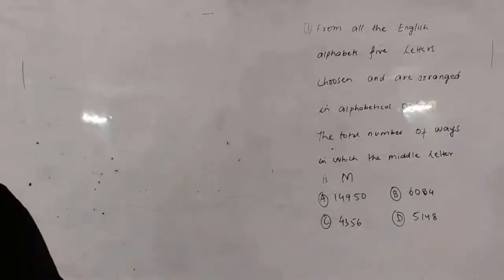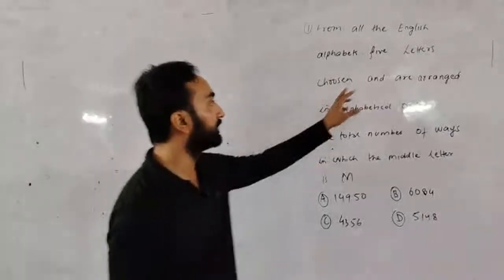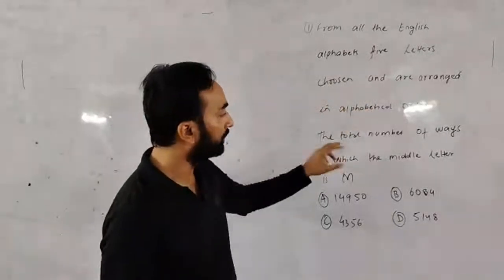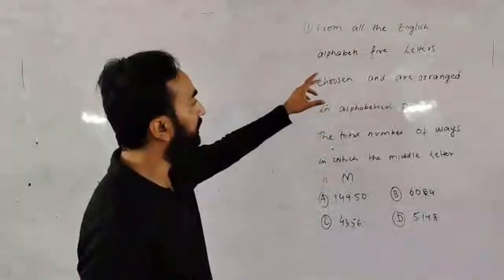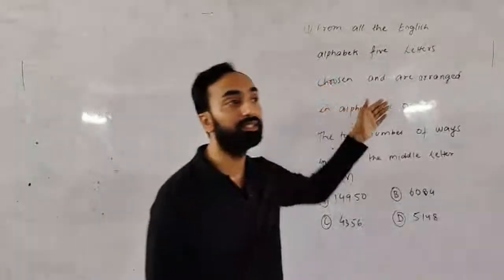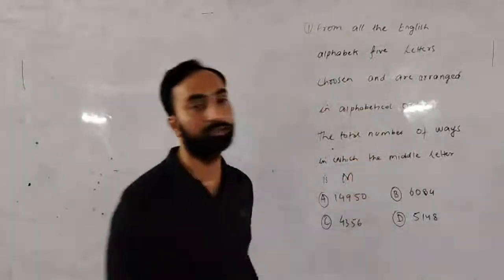Okay, so we will start with the first question, and the question is: from all the English alphabet, 5 letters are chosen and arranged in alphabetical order. The total number of ways in which the middle letter is M. So we have to see that 5 letters we are choosing and arranging in alphabetical order, and we have to find the total number of ways in which the middle letter is always M.